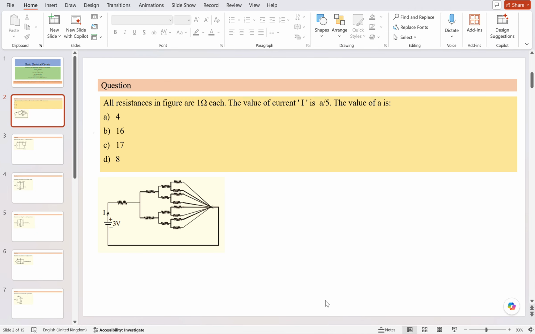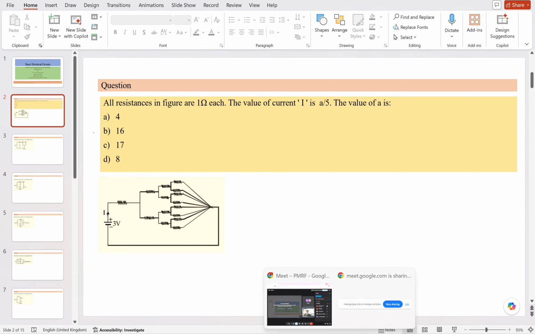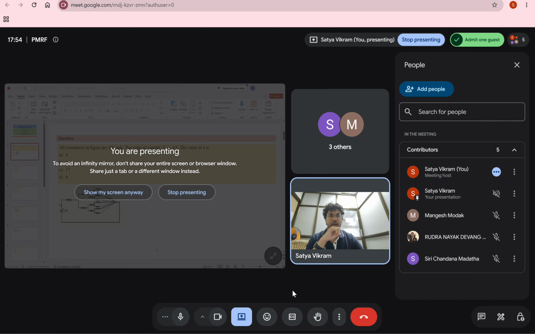You will first try whether you are able to solve it or not. After a few minutes, I will solve it myself, and you can see the process. If you have any doubt, you can write in the chat box, or you can directly open your mic and ask me about possible solutions. Okay. Here on the screen, the first question is given. Try to solve it and let me know the correct answer.